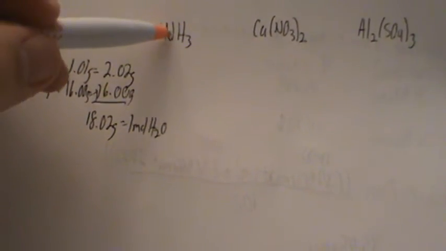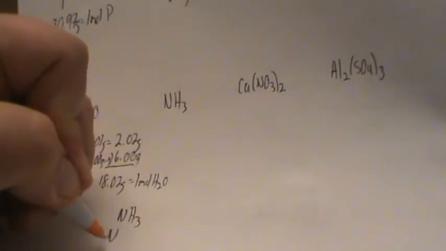Now let's look at our next one, NH3. I'm going to move down here just because of space issues. So we have nitrogen and hydrogen. Looking at the formula, we have 1 nitrogen and 3 hydrogens. The mass of nitrogen is 14.01 grams. So 1 times 14.01 is 14.01. 3 times 1.01 is 3.03. Add our 2 numbers up, and we come up with 17.04 grams. That's equal to 1 mole of NH3.